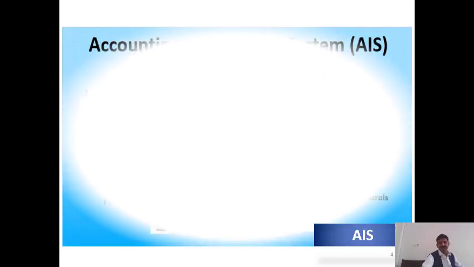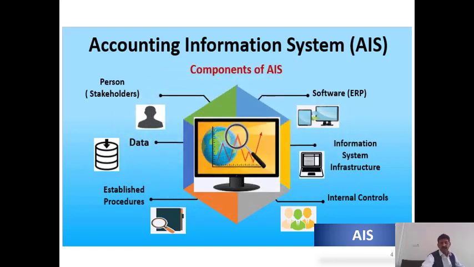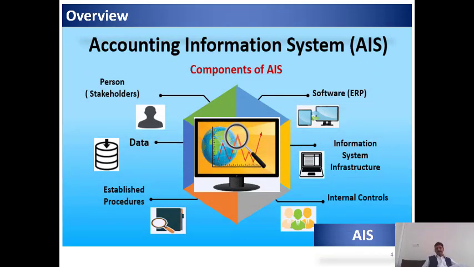Next is overview. Overview is most important. By overview we mean the scope of study: what is included and what is not included in the subject matter. The majority of students think that an accounting information system is an accounting software like QuickBooks, SAP, Tally, Peachtree, Sage, and other inventory and non-inventory accounting systems.